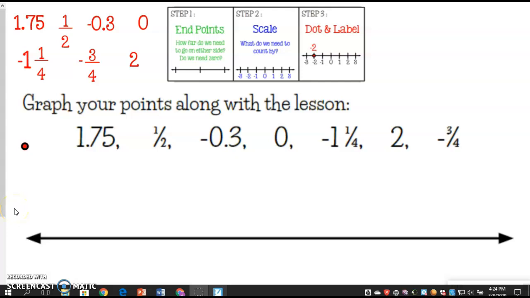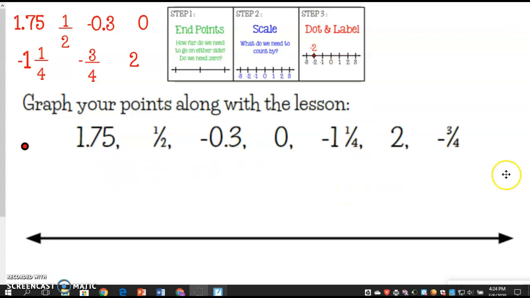Congratulations on making it to level 2. Let's take our number lines to the next level. So we've got a bunch of rational numbers here, but we are still going to follow those same steps as before with figuring out our endpoints and whether or not we need 0 first, then our scale, and then dot and label the numbers we actually need to graph. Okay, so let's get to it.